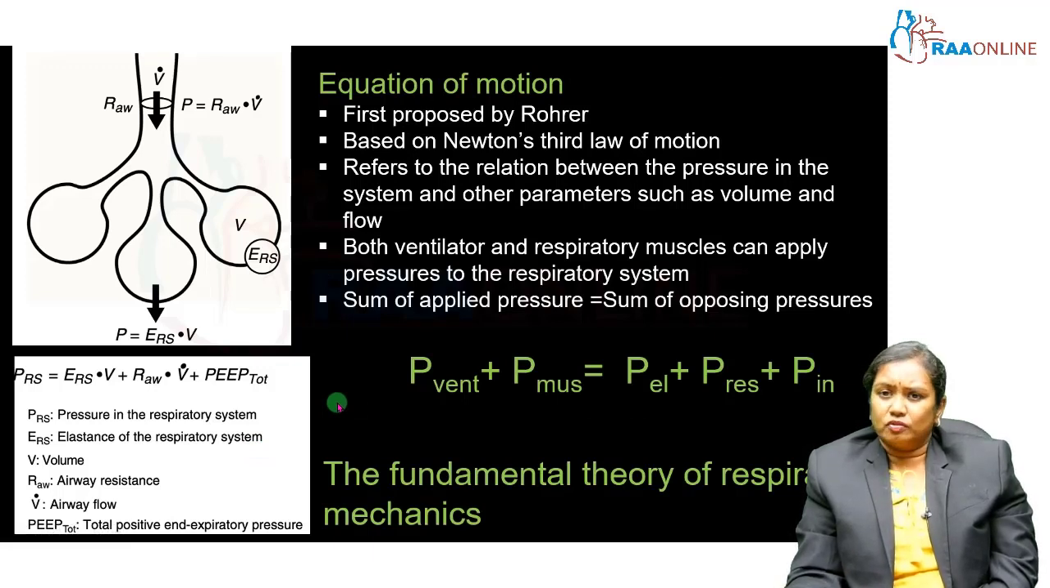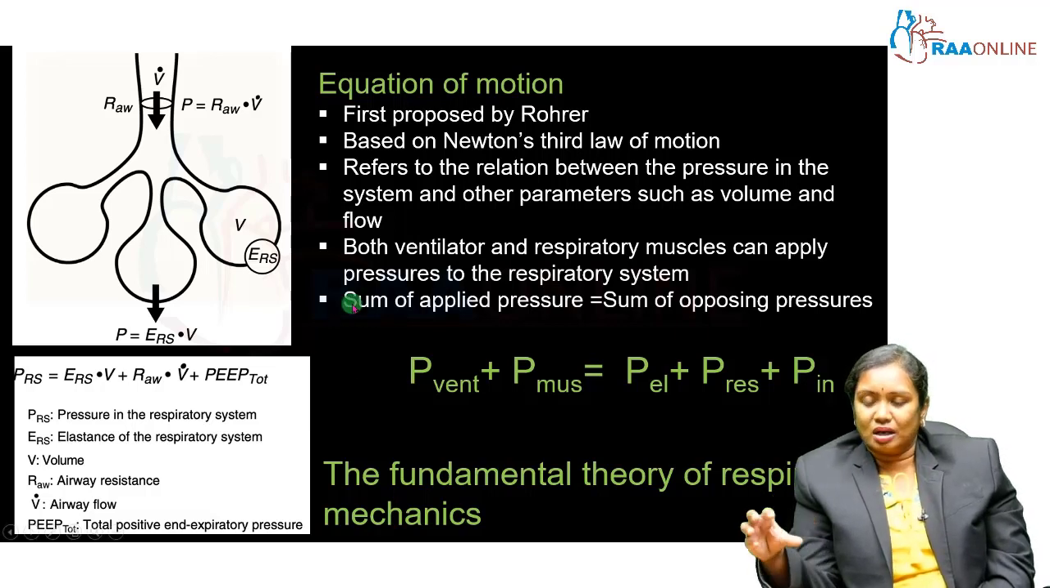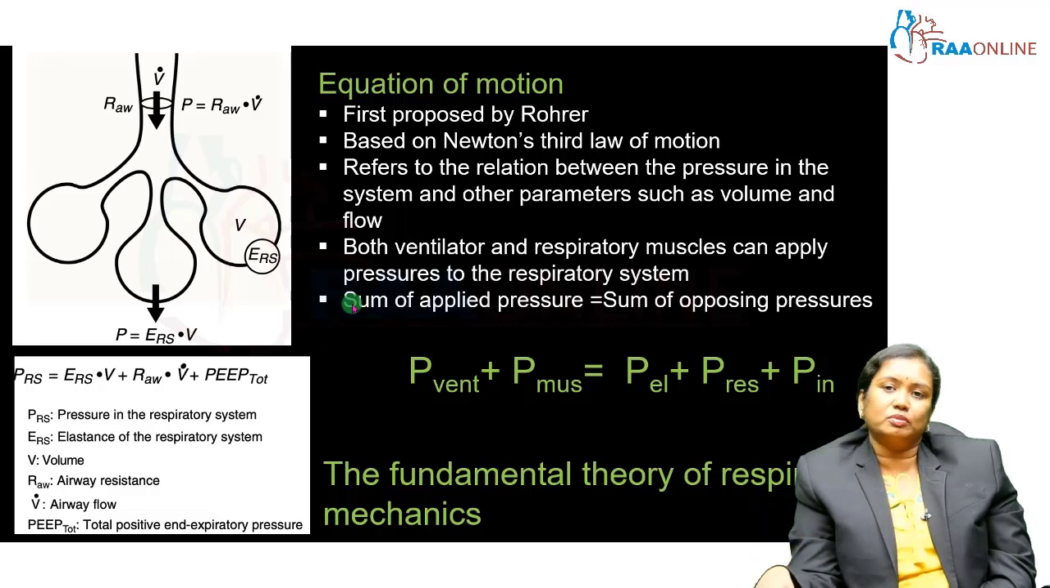So, what is the equation of motion? The equation of motion for respiratory mechanics, I would call it like the Pythagoras theorem for mathematics, or Euler's theorem in geometry, or Newton's law of motion in physics. It's as important as these laws for ventilation. So, the equation of motion is the building stone, some basic building stone for the concept of respiratory mechanics. The equation of motion was first proposed by Rohrer.